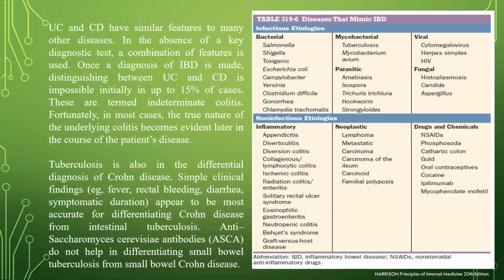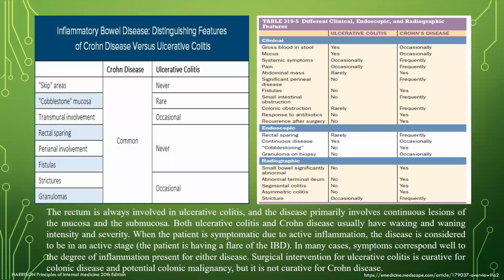Tuberculosis is also in the differential diagnosis of Crohn. Simple clinical findings appear to be most accurate for differentiating Crohn from intestinal tuberculosis. Anti-Saccharomyces cerevisiae antibodies do not differentiate small bowel tuberculosis from small bowel Crohn disease. The rectum is always involved in ulcerative colitis, and this primarily involves continuous lesions of the mucosa and submucosa.